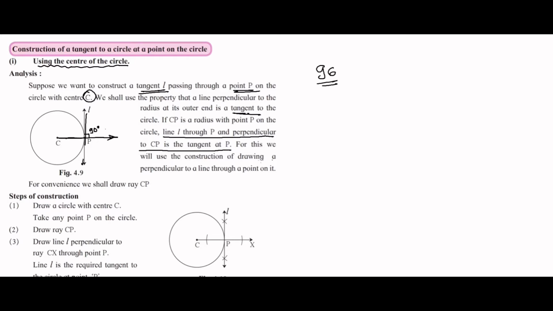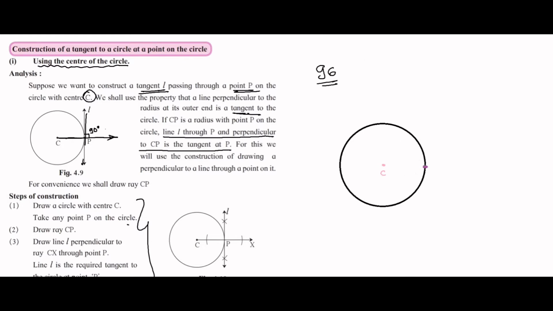For this we will use the construction of drawing a perpendicular to a line through a point on it. So how to construct? Let us see. Draw a circle with center C. Take any point P on the circle. Now I'll show you how to do that. Take any circle, means any radius. Suppose this will be our circle and we are taking C as the center of it. Take any point on the circle, means you can take a point over here, or over here, anywhere you want. So just take one point. I am taking it over here.